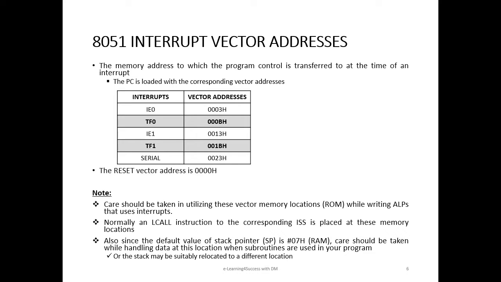You should note the following points while working with interrupts in your programs. This is because the vector addresses are fixed. So start writing other programs skipping these locations. Also, as you can see, only a few bytes of memory are available between these vector addresses. So here we will be placing only an LCALL instruction to the corresponding interrupt service subroutines. Also, like discussed in an earlier lecture, you should take care of the stack memory to avoid data corruption.